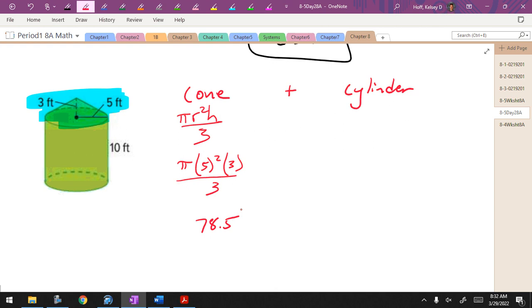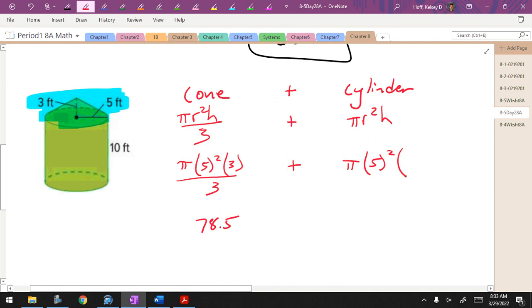Cylinder. Formula, pi radius squared height. What's the radius of my cylinder? Where do you find your radius? But how do you know it's your radius? Courtney? We can't always tell, because I could flip this on its side and it's still going to be its radius. Very good. It's on the circle part of your cylinder. It goes from the center of the circle to the outside edge. So 5 is my radius.